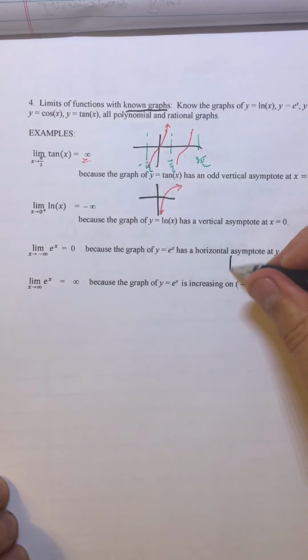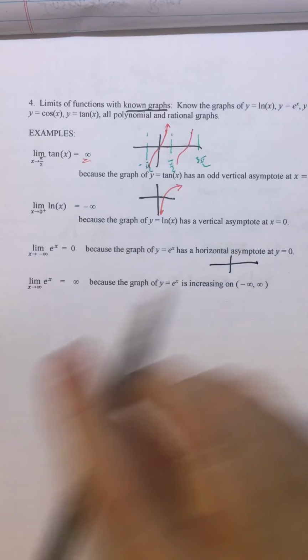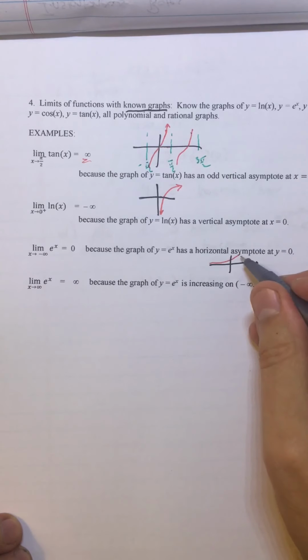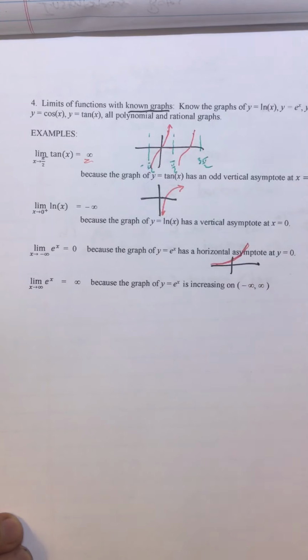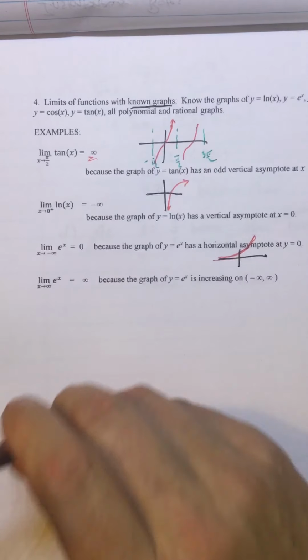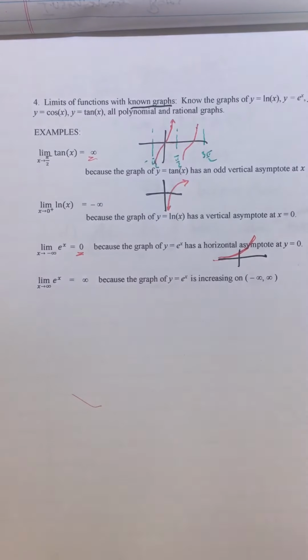Limit as x approaches negative infinity of e to the x. We all know what e to the x looks like. And this is what it's about. It's about, do you know what all these graphs look like? All right, so here's the graph of e to the x. It goes up like that. It's exponential, right? But I'm going to negative infinity. So as the x's go out here to negative infinity, the y's are going to approach 0.